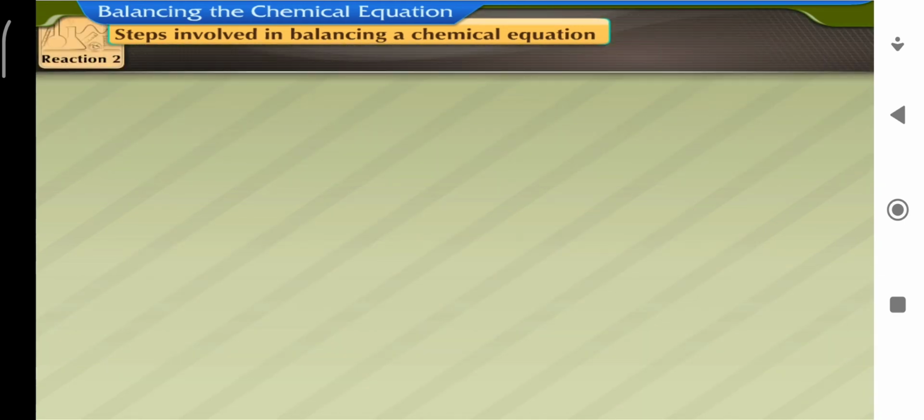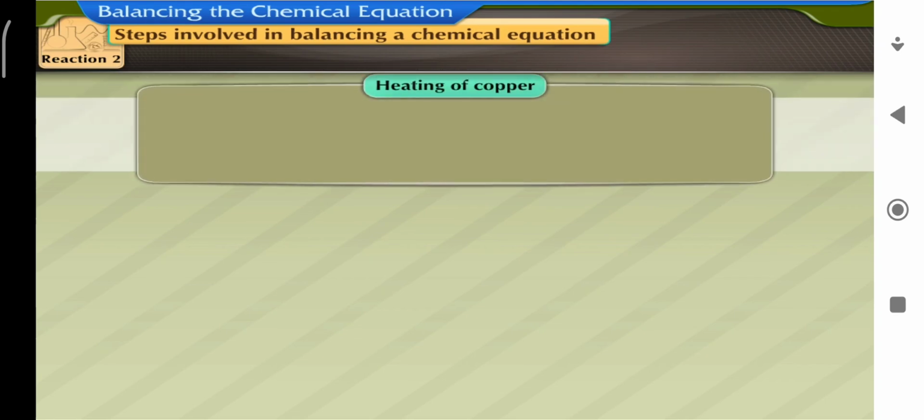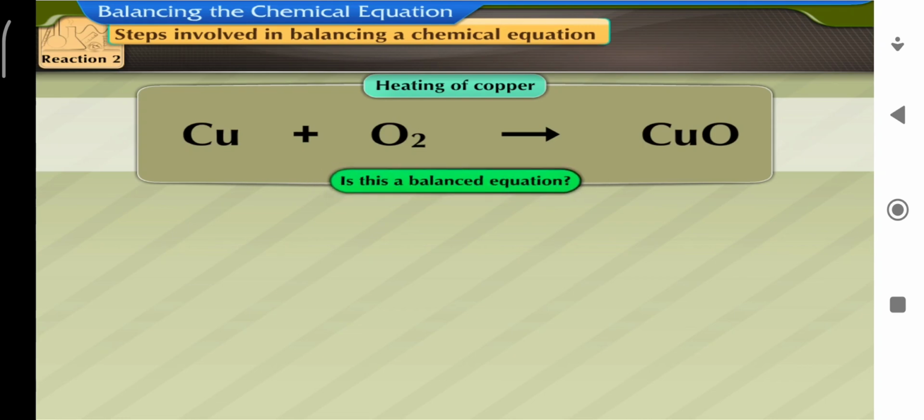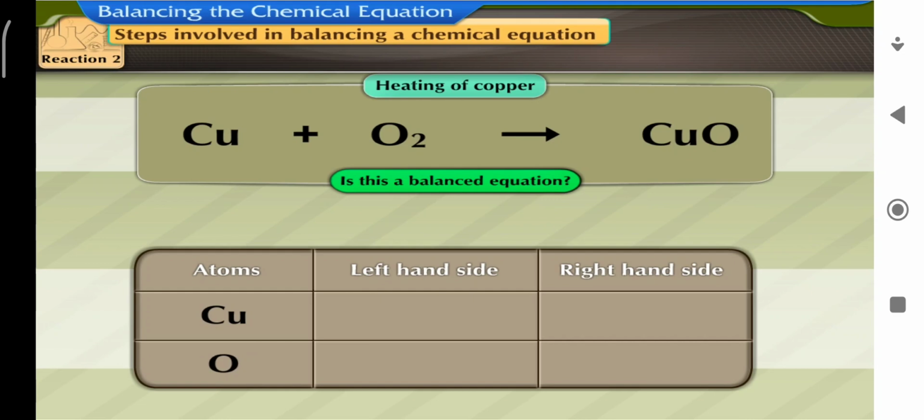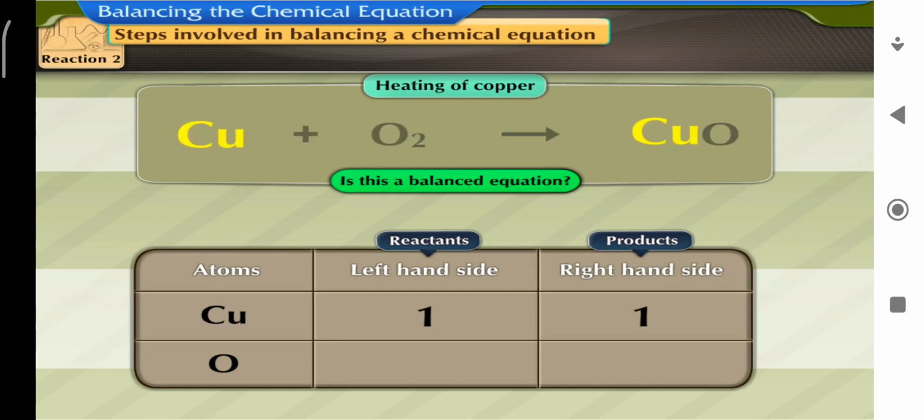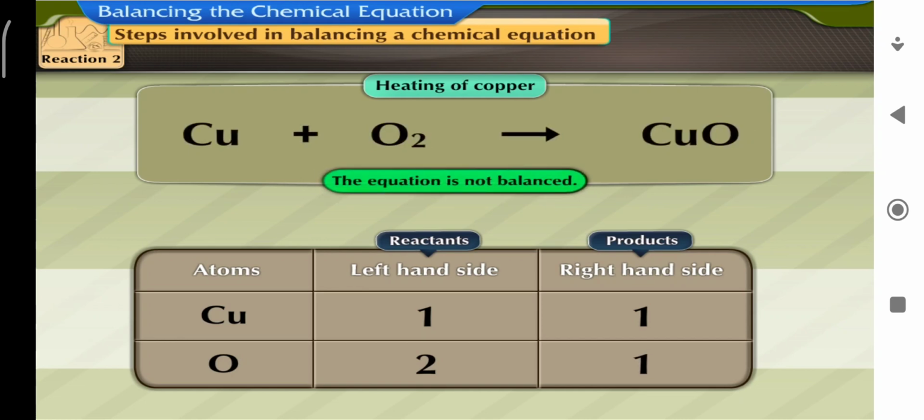Reaction 2. Recall the chemical equation in the experiment of heating of copper. The equation was Cu + O2 gives CuO. Is this a balanced equation? Let us check this out by counting the number of atoms of each element on the reactant side and the product side. Let us enter these values in the table. The number of copper atoms on the left-hand side and the right-hand side are equal. There are 2 oxygen atoms on the left-hand side and 1 on the right-hand side. The equation is not balanced.